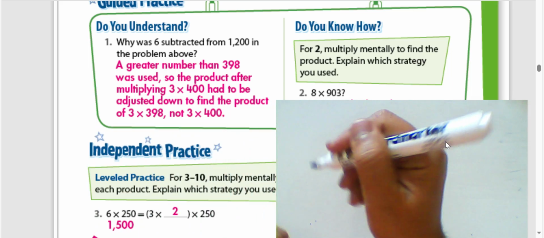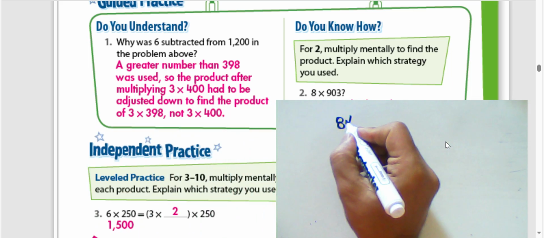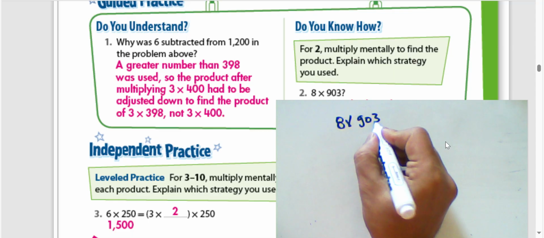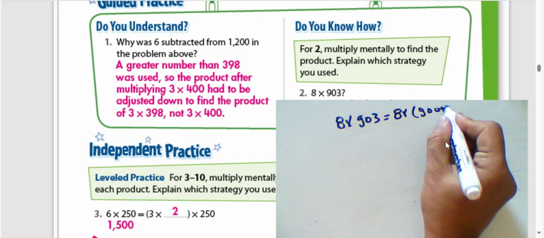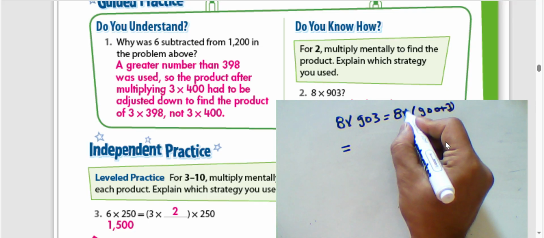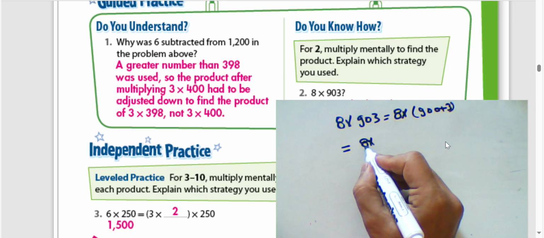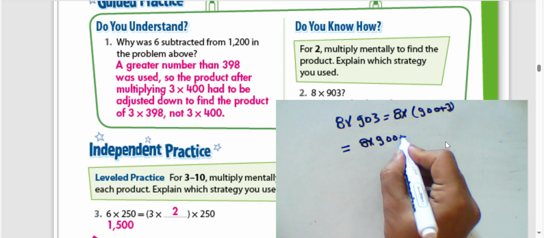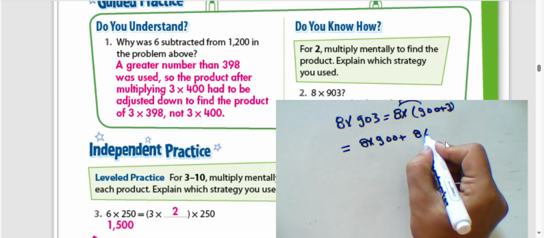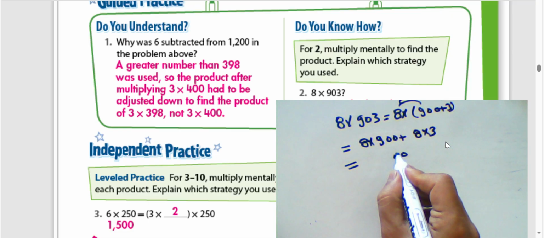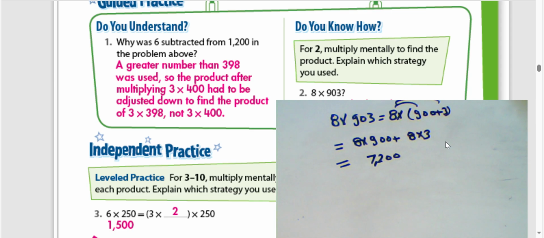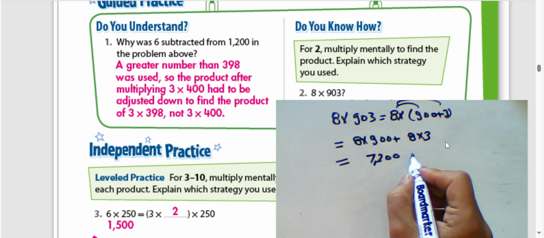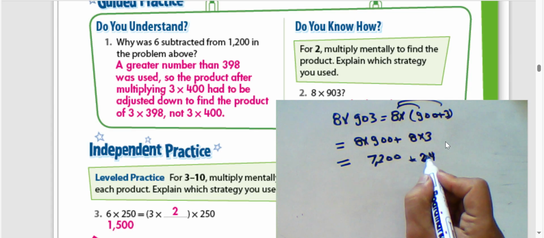Okay, but here 8 product by 903. We know 903 will be 900 plus 3. We can use distributive properties. Write 8 times 900 plus 8 times 3. Write double 0, and 8 times 9 equals 72. The result will be 7200 plus 3 times 8 equals 24.